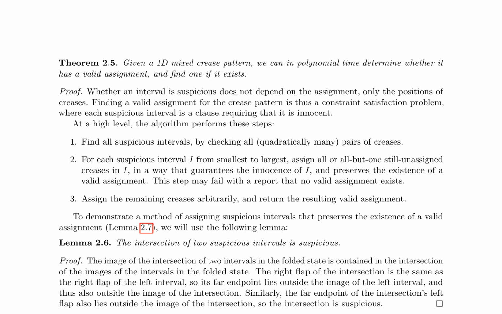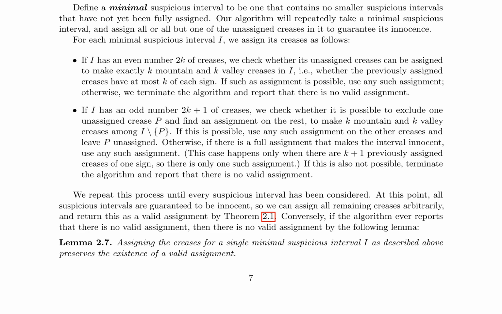A key component is the concept of minimal suspicious intervals, which are intervals that contain no smaller suspicious intervals that have not yet been fully assigned. The algorithm checks if the unassigned creases can be divided into an equal number of mountain and valley creases, ensuring the interval's innocence. If such an assignment is possible, it is used. Otherwise, the algorithm terminates and reports that there is no valid assignment.